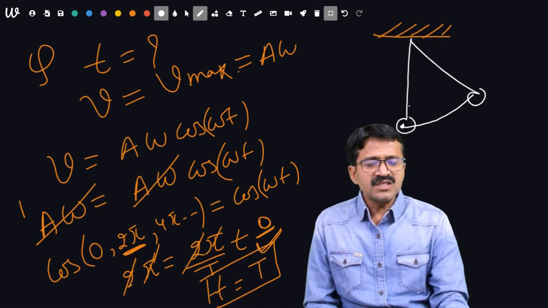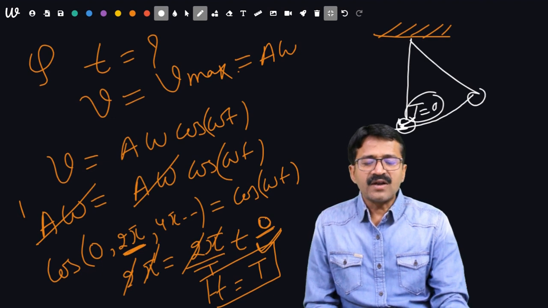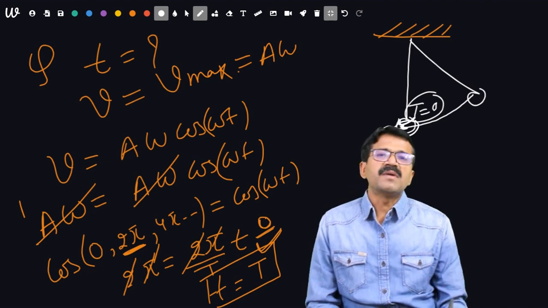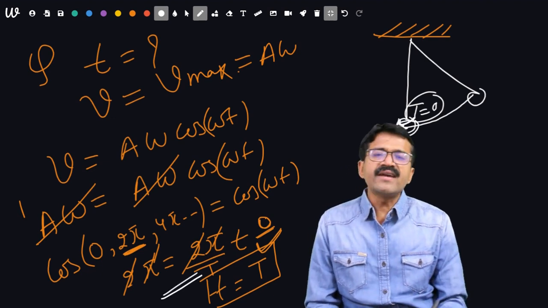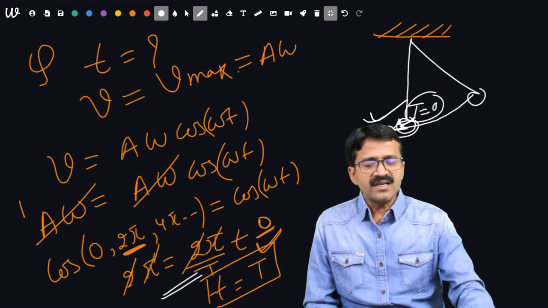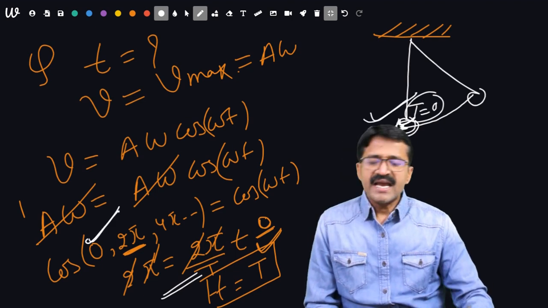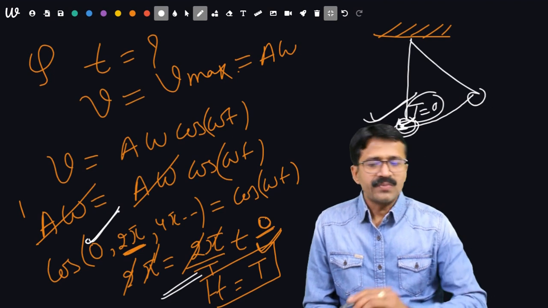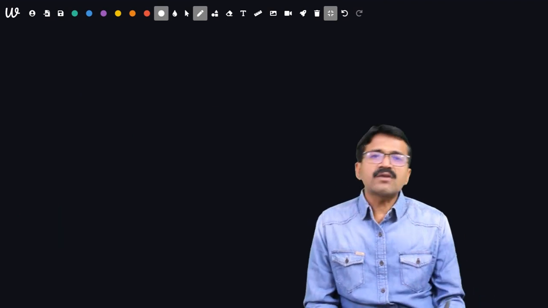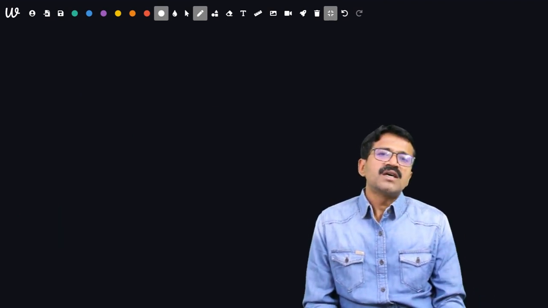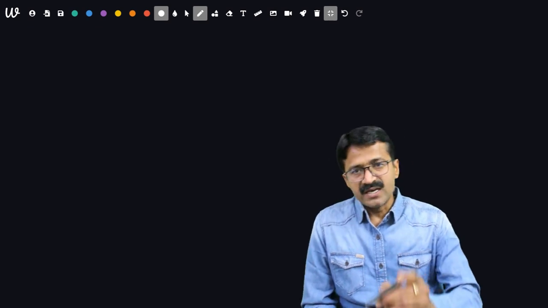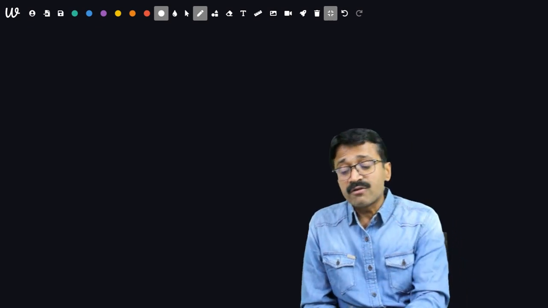The minimum position is at t equal to 0. You will find here the velocity will be maximum. So this is verified, that velocity will be maximum at the mean position, you can say at t equal to 0. Now another question: what about the velocity in terms of displacement? Remember students, it is a very important question.